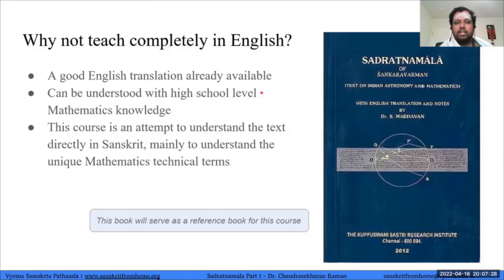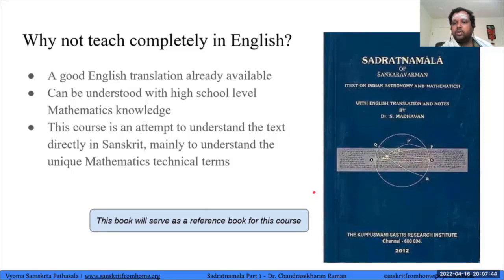The other part is, of course, that this book will serve as a reference book for this course. So I highly recommend that you buy this book. It is available; if you Google for it, you will find it. Kuppuswami Shastri Research Institute in Chennai.